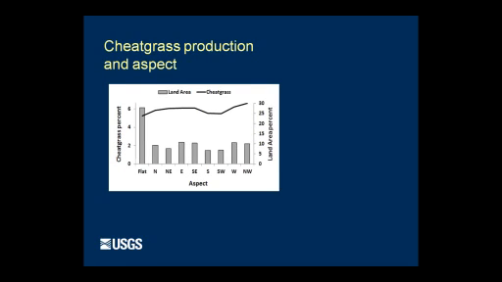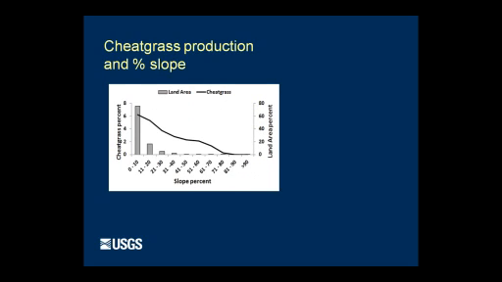Moving on to comparing cheatgrass production and aspect, this chart shows that there's not a great difference in the mean cheatgrass percent cover, regardless of which aspect we're looking at, or even if there is no real aspect or no real slope. And so pretty much everything ranges from about 5.5 to 6.5%.